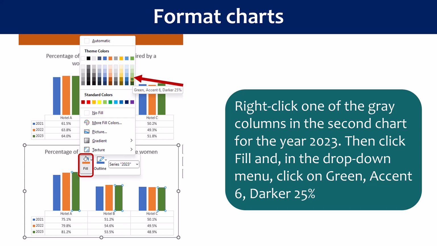Mac users, remember that Fill is not an option in the right-click menu. Instead, right-click one of the gray columns for the year 2023, then click Format Data Series. In the Format Data Series pane, click on the Fill and Line icon on the top left. Under the Fill options, click the Color drop-down menu and select Green, Accent 6, Darker 25%.